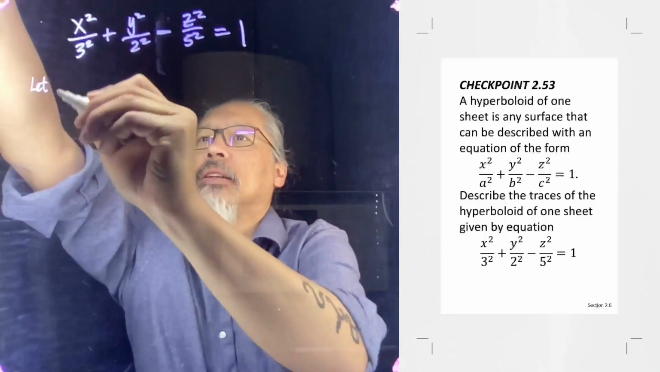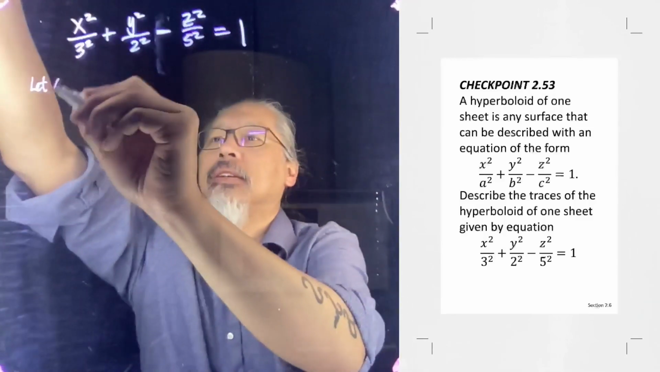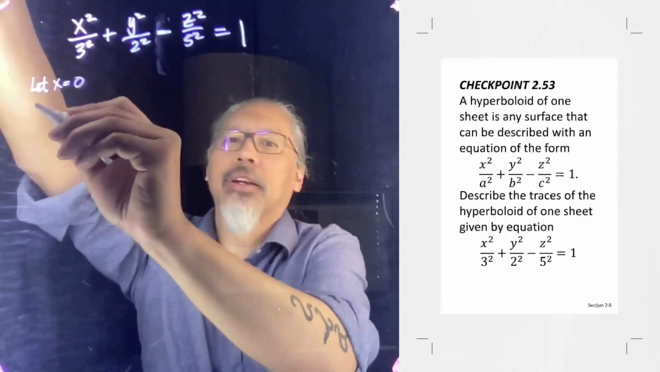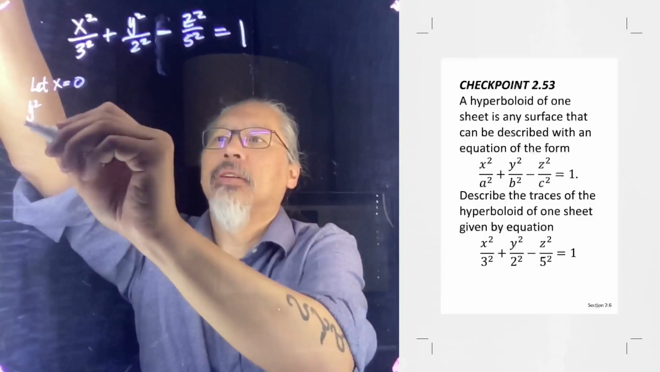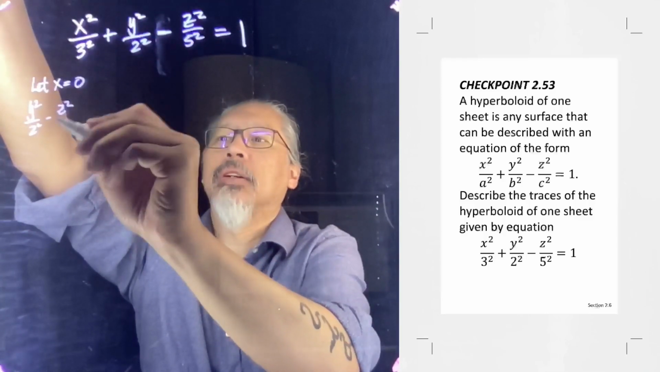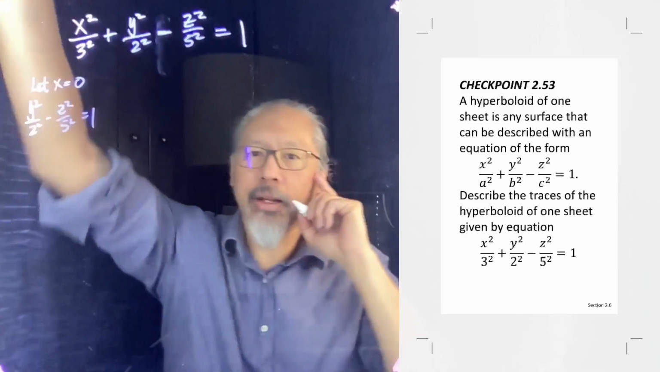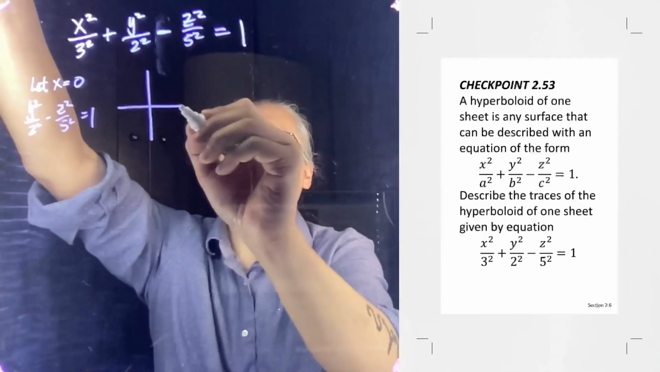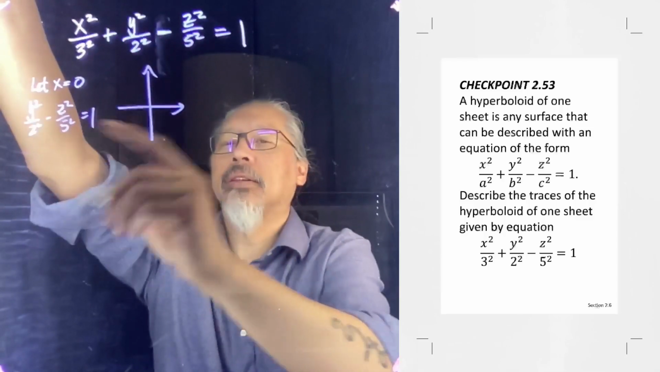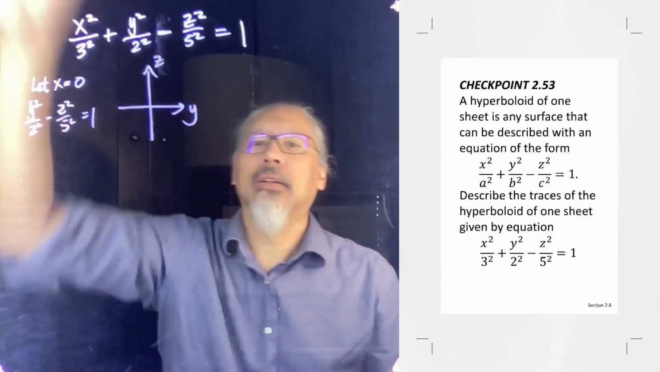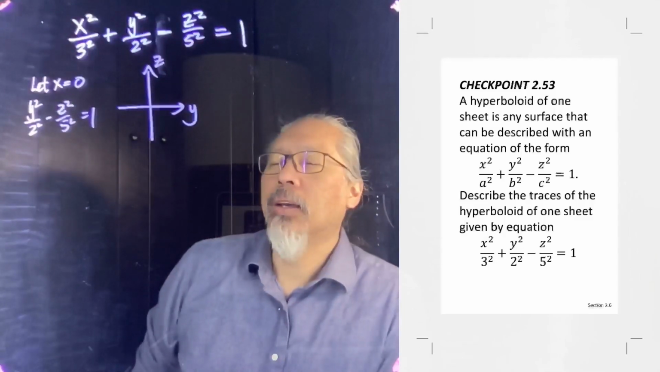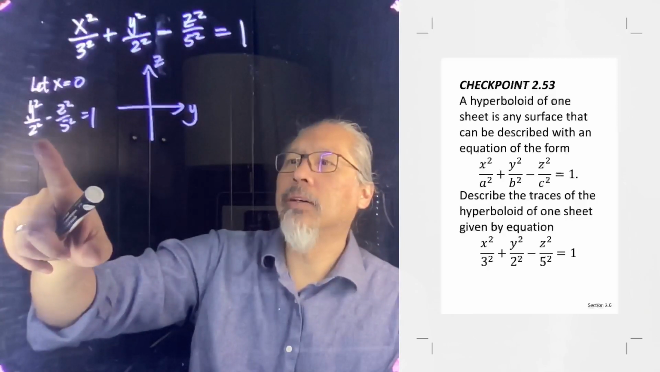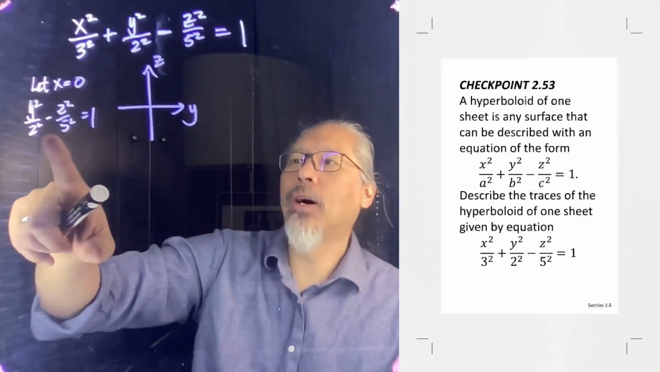Let's start off by letting x equal to 0. And when we let x equal to 0, we have the equation y squared over 2 squared minus z squared over 5 squared is equal to 1. So that is just a two-dimensional hyperbola. And if I were to draw that out on the yz plane, let's see what kind of shape this will be. This will be opening along the y-axis.